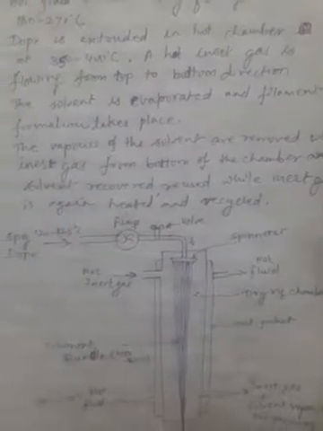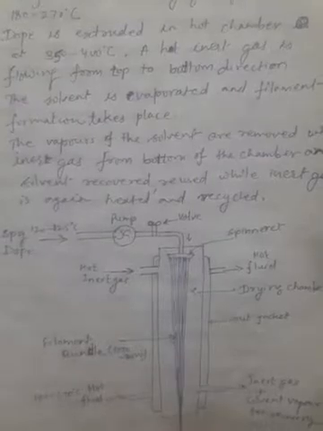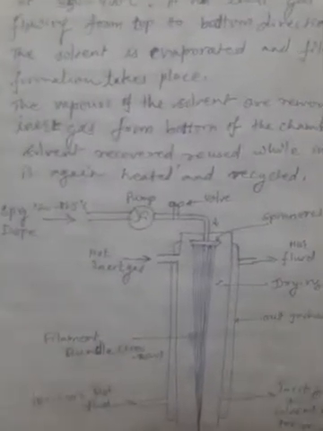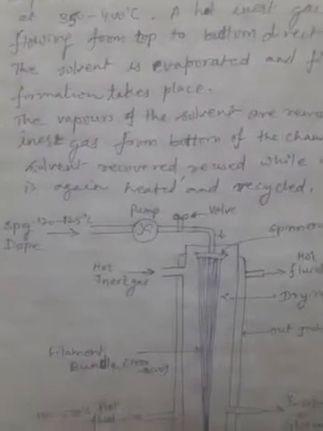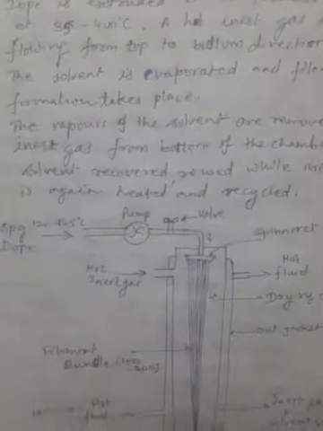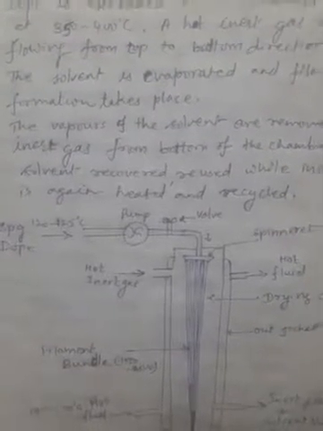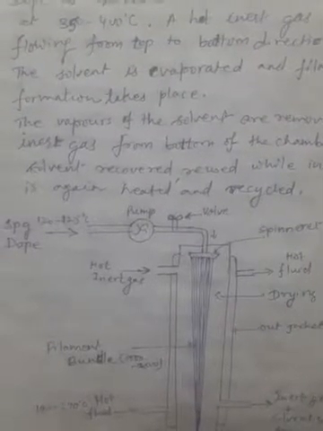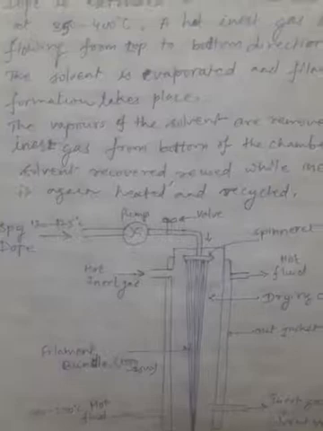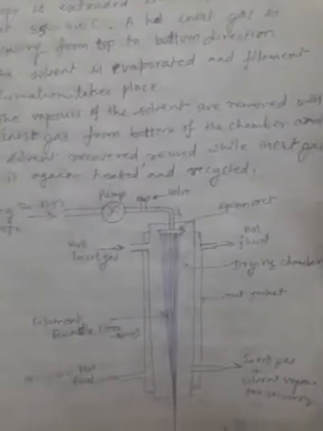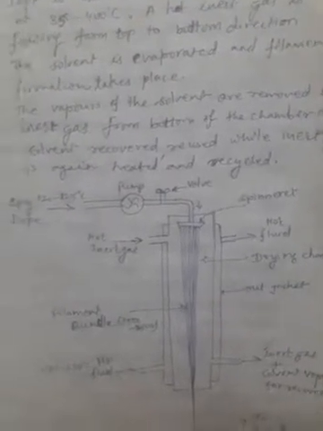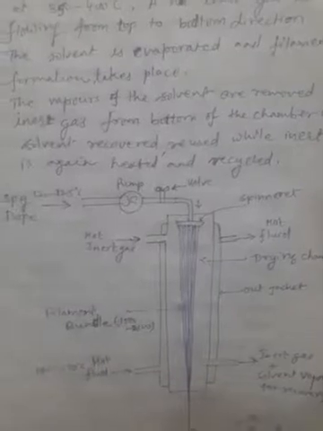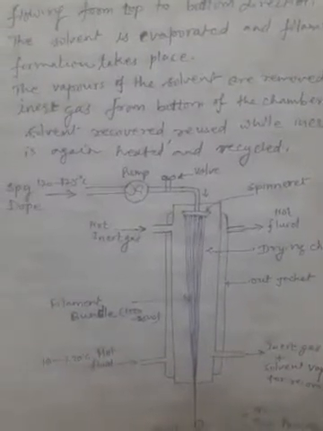So this hot inert gas is flowing from top to bottomward direction. The solvent gets evaporated. In the DOP, the solvent, for example dimethyl formamide, has a boiling temperature of 153.6 degrees centigrade, and gets evaporated at a high temperature. So that's why the filament formation takes place.